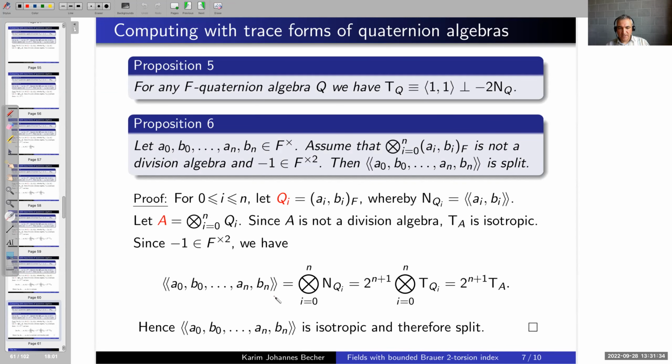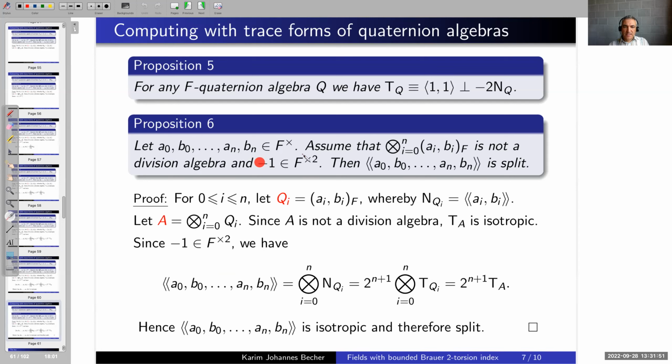So since it's isotropic, it is split because it's a Pfister form. Okay, now I will want to do the same thing, a bit more difficult. I want to not assume that -1 is a square.